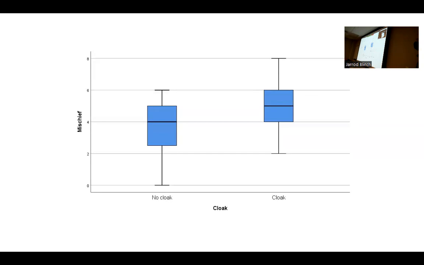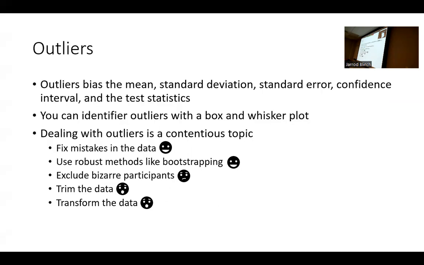If you want to remind yourself how to do that, you can see the slides to pull up box and whisker plots. In this case, in this made up data, there were no outliers. So what do we do if there are outliers? Well, as I said before, if you made a mistake in data entry, fix it, that's fine, that's great. If there are outliers, you can rely on robust methods like bootstrapping.